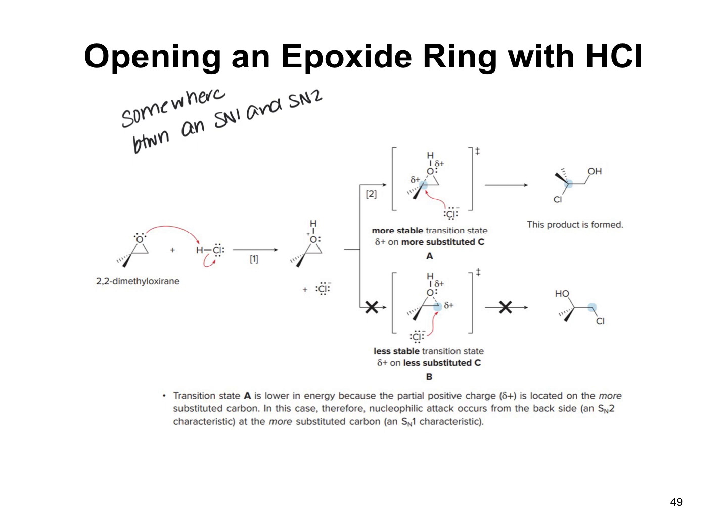Now, the reason we say this is somewhere between an SN1 and an SN2 is nucleophilic attack occurs from the back side, which is an SN2 characteristic, at the more substituted carbon, which is an SN1 characteristic. So that's why it has characteristics of both, okay?